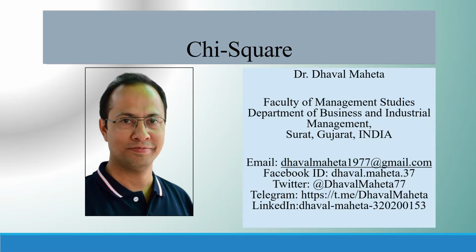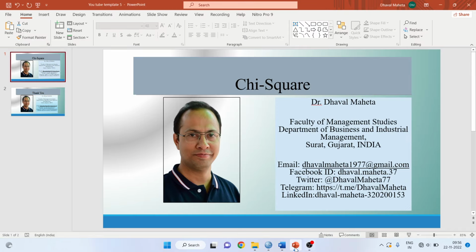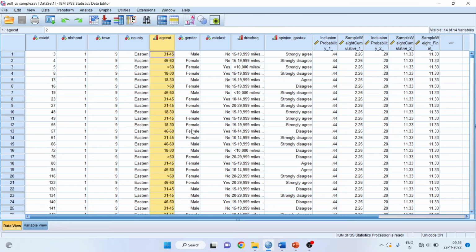This is Dr. Dhaval Maheta, and today we are going to discuss how to run chi-square in SPSS. For this purpose, I'll be using the data file which is poll_cs_sample. It is available in the samples folder of SPSS. It will be available on your system also. Now, in this case, we are having two variables, one age category and the last voting done or not.